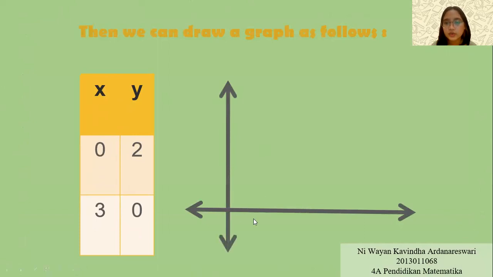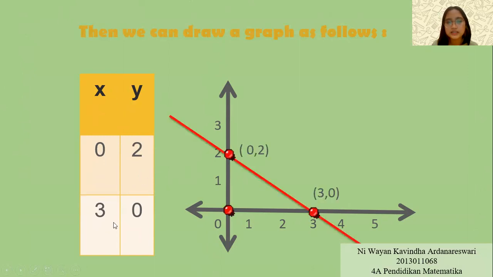I wanted to remind you again that the horizontal line is the x-axis and the vertical line is the y-axis. So we make the point here: the x is 0 and the y is 2, this one. And the x is 3 and the y is 0, we got this one. And from those two points, we draw a straight line, and we get this graph from the equation.